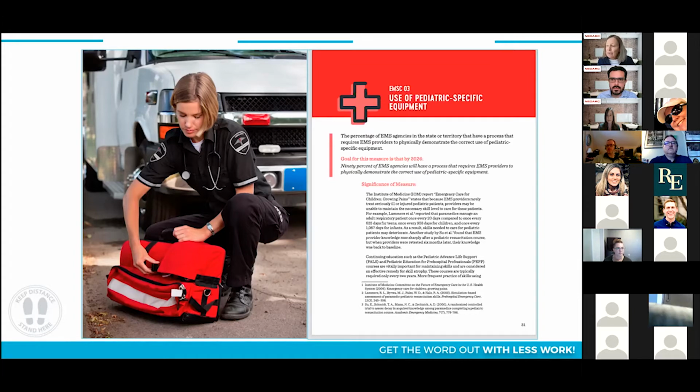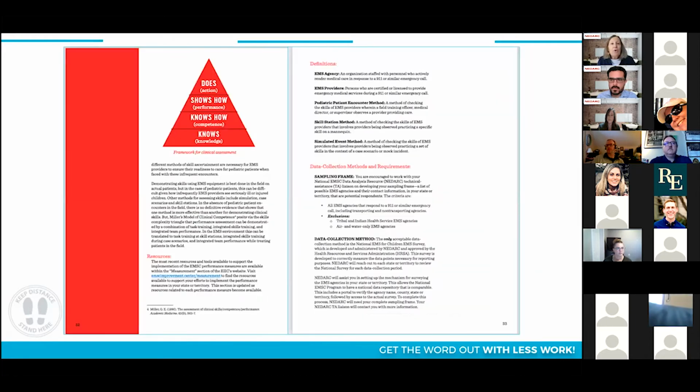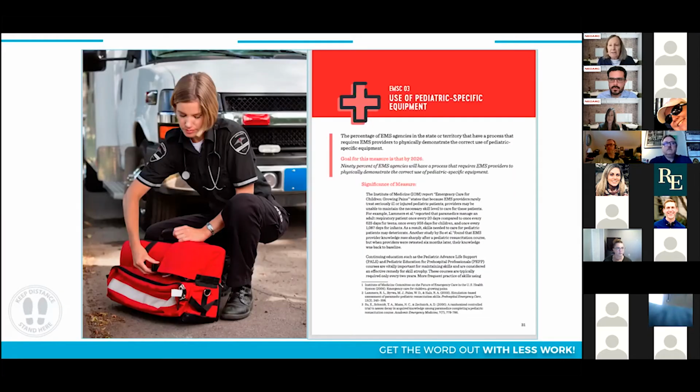So again, we know that you have tough barriers and a manual can't solve them all, but these are some of the things we did to help. We knew that you wanted data. So we start with the significance of the measure.